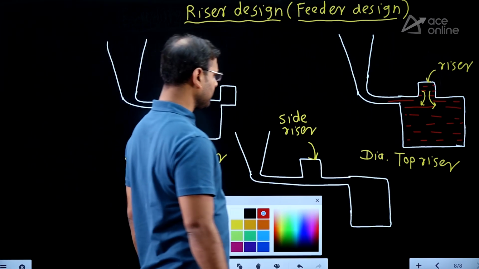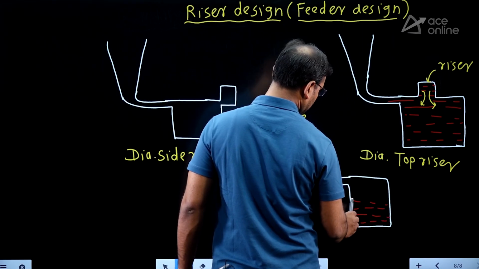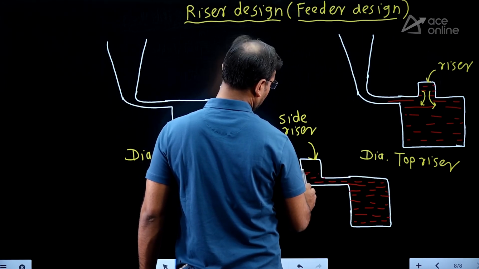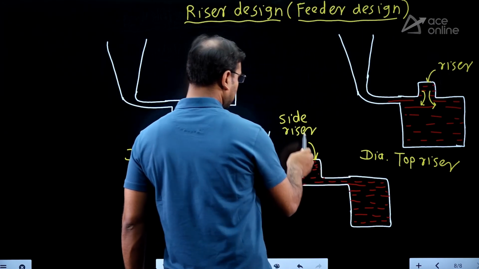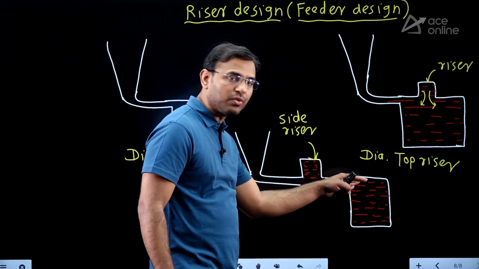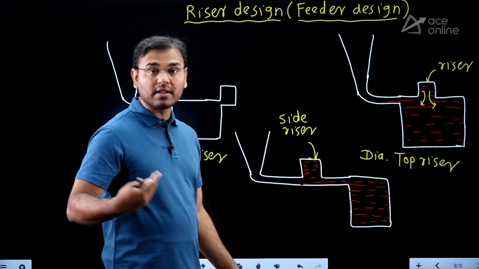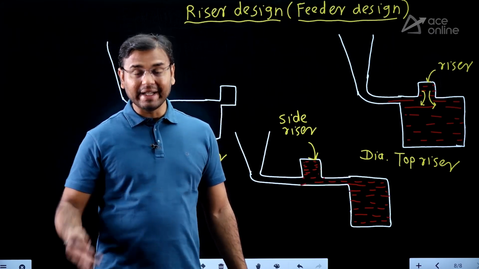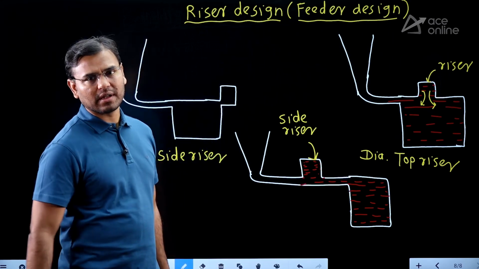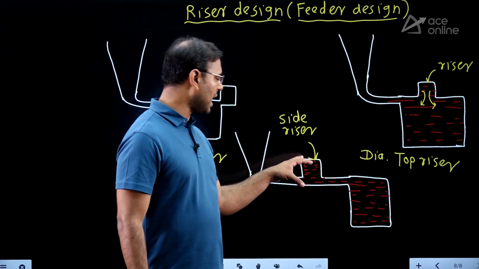Now why is it so? When we use the side riser, just see, we start pouring molten metal here. The molten metal enters here into the riser. First the casting cavity fills, then this runner fills, and then the molten metal enters into the riser. That means at the end, the molten metal enters into the riser. Therefore, the hottest molten metal is going to enter into the riser, and the liquid can be maintained for more time.